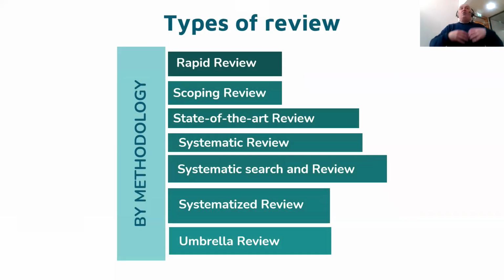And as I said, while we're talking here about systematic reviews, it has given rise to a number of other reviews, such as scoping reviews, state-of-the-art reviews, umbrella reviews, rapid reviews. So a lot of what we're going to be talking about today is relevant, even if you're not doing a systematic review.